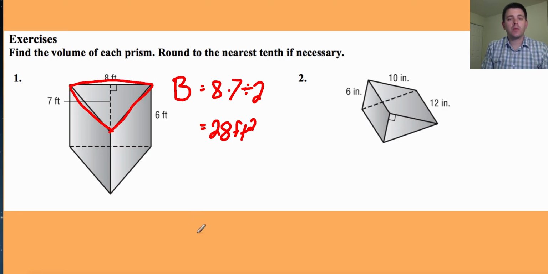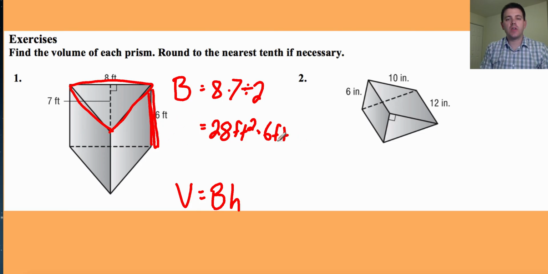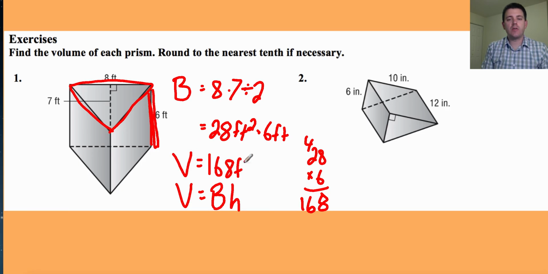Last step, remember, volume is equal to the area of the base times the height. So 28 times my height, 6 feet. That's always what is my leftover measurement. 6 feet. So 28 times 6. Do a little math here off to the side. 28, 6 times 8 is 48. 6 times 2 is 12, plus 4 is 168. So my volume is equal to 168 feet cubed, because I'm finding volume.